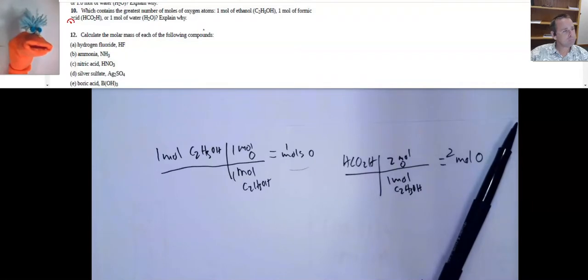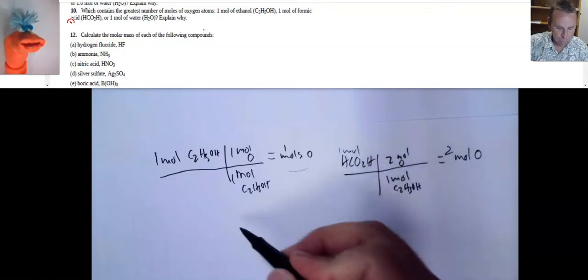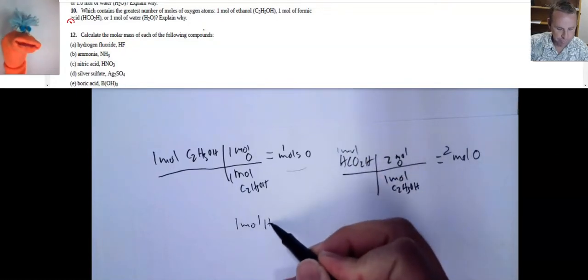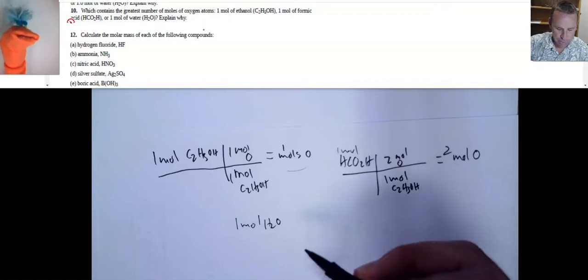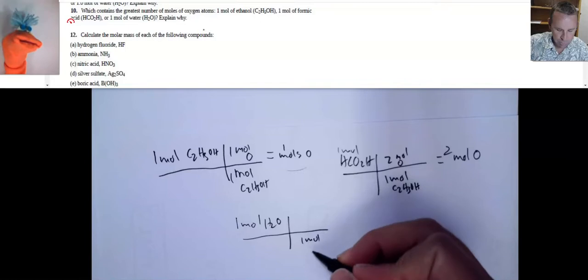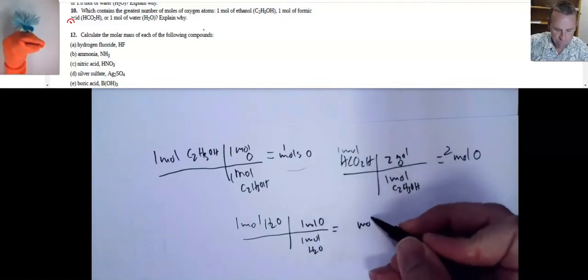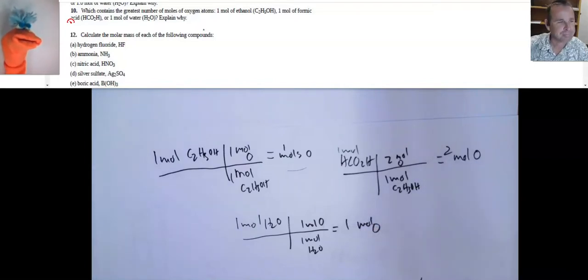Good job. And then the last one, we start with a mole of water, right? And then it's just 1 mole, right? That's right. You can see that for every 1 mole of water, there's 1 mole of oxygen. Therefore, the number of moles of oxygen is going to be 1. Okay? So, which contains the greatest number of moles of oxygen atoms? If I have 1 mole of this, 1 mole of this, 1 mole of this, the answer is this one because there's more of it, right?